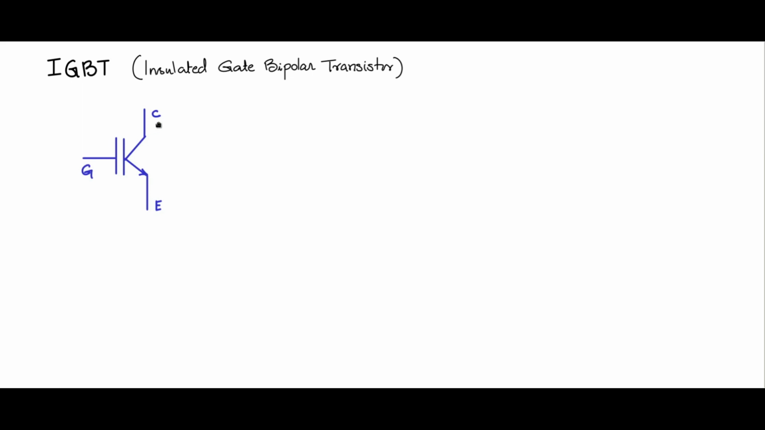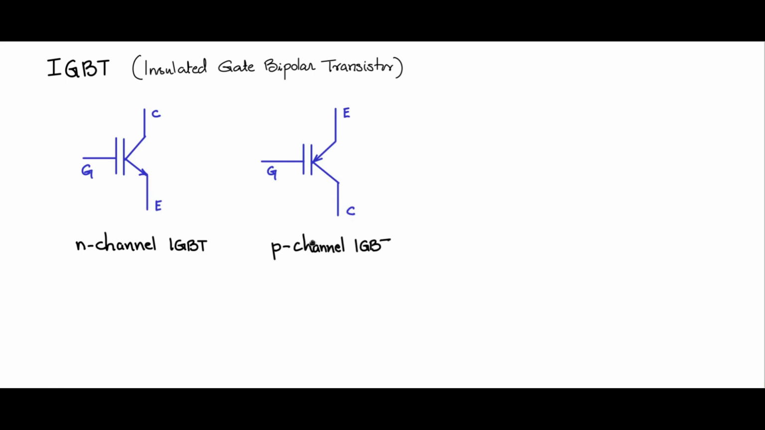So we have the 3 terminals C, G and E, collector, gate, emitter. So this is how it is named. This is an N channel IGBT. Notice this arrow, and we can change the direction of the arrow and have a P channel IGBT. This is the emitter, gate, collector, and this is called a P channel IGBT. So this is the symbol that is used for the IGBT.